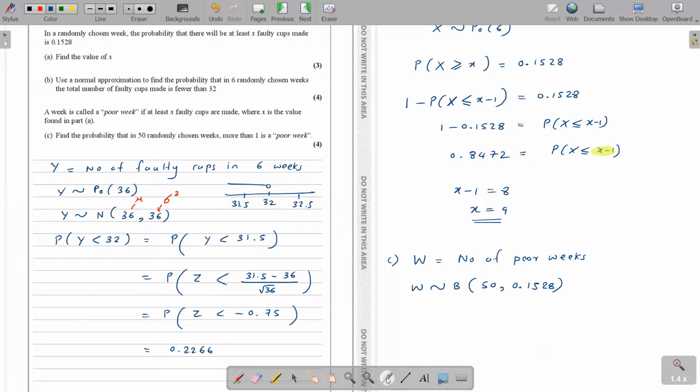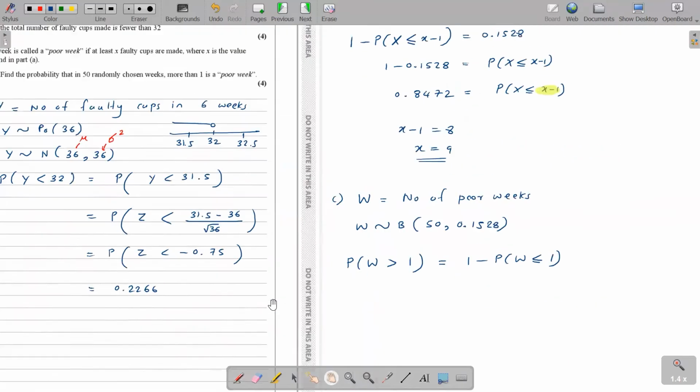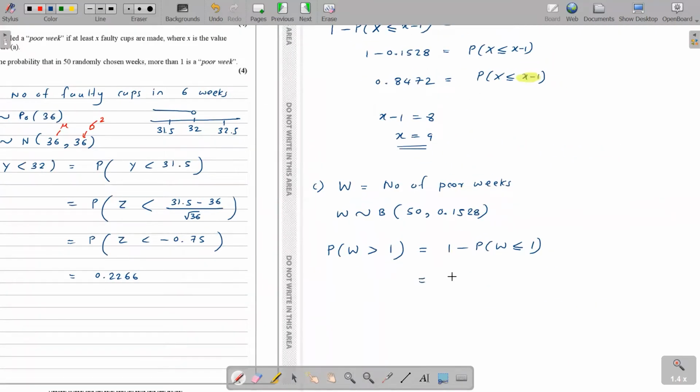So what W value do we need here? More than 1, right? Find the probability that in 50 randomly chosen weeks, more than 1 is a poor week. That means we need to find the probability that W is greater than 1, which, in other words, is 1 minus the probability that W is less than or equal to 1. You can see this is a binomial distribution with this particular probability. Do you think I can use the probability table? No. So we'll have to find these two values manually. By using the binomial definition, W less than or equal to 1 means W equals 0 and W equals 1.